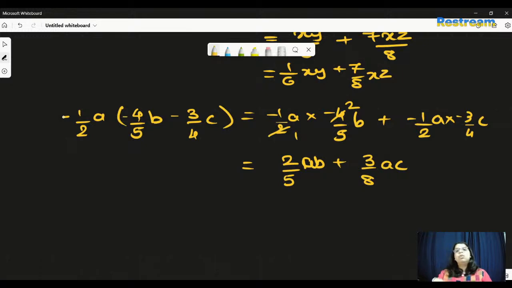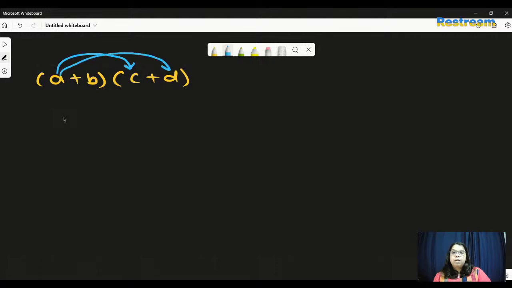Now, this was only monomial into binomial. Now, what happens when we are taking two binomials and we are multiplying them together? So let's say I have a plus b, let's take the simplest one, into c plus d. Actually, let's change the pen color. So a is multiplied with c and a is also multiplied with d. b is multiplied with c and b is also multiplied with d.